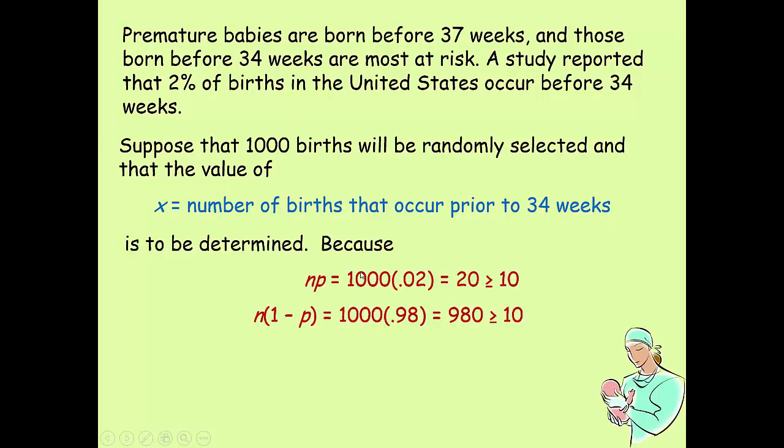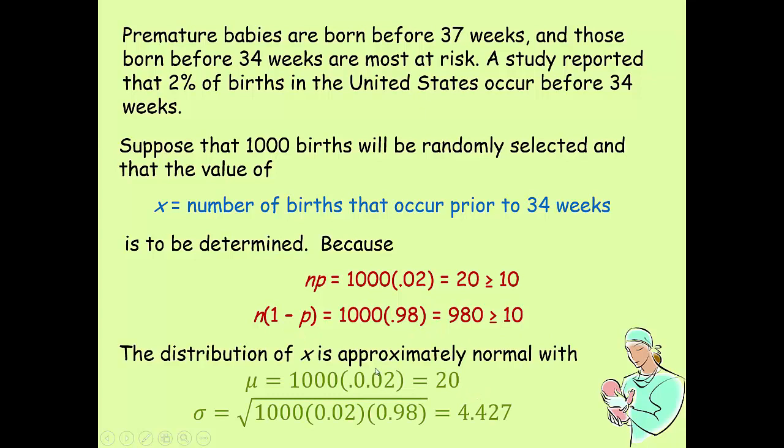So I want to look at this and see, could I use a normal distribution to approximate this? Well, I can see my number of trials times the probability of success, the 2% before 34 weeks, is certainly greater than 10, and certainly the number of trials times the probability of failure is too. So I can approximate this with a normal distribution with my mean of 20 and my standard deviation of 4.427, because remember, you need this for your formula to standardize it.